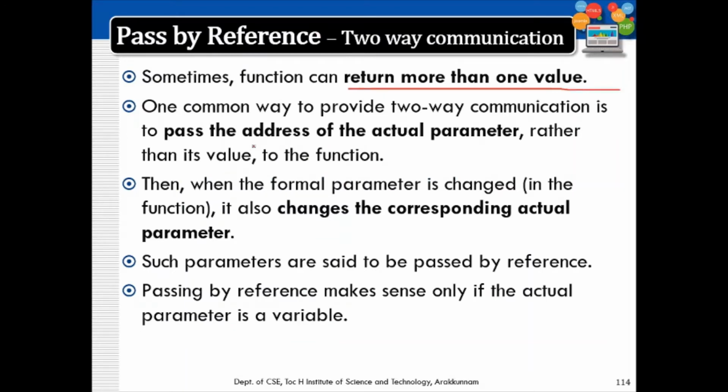Sometimes a function can return more than one value, as we have just seen, purely based on conditional statements. One way to provide two-way communication is to pass the address of the actual variable. Whatever you want to send from the call will be passed over to the function, and whatever change you make in the function will be reflected at the original variable locations. That is a two-way communication between the caller function and the called function. So the changes will be made at the actual parameter itself. Such a mechanism is known as the pass by reference mechanism.